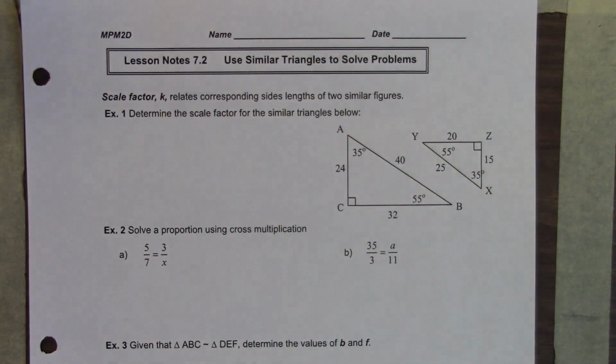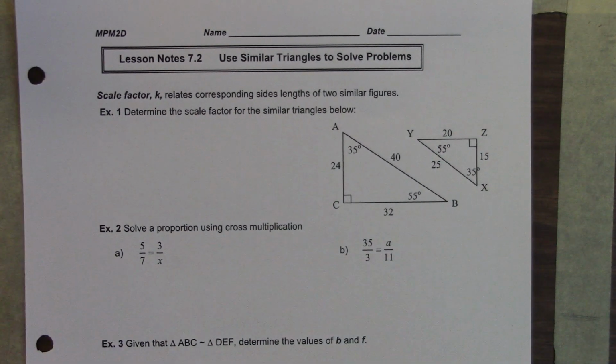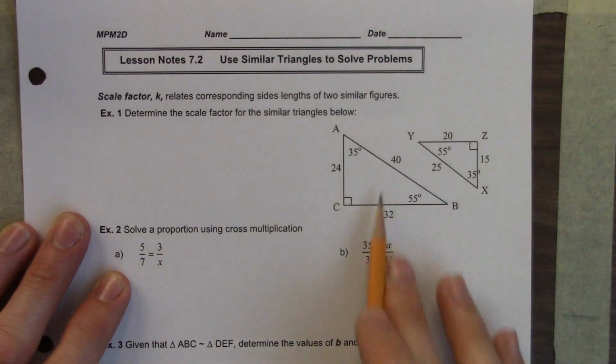We want to determine the scale factor for the similar triangles here. So the way we determine the scale factor is we just want to divide one side length by the other. The only trick here is to make sure you pick the right side length of the similar triangle. That's the only trick. If you pick the wrong side and you divide them, you're not going to get the right scale factor. Okay? So we know here that these triangles are similar.